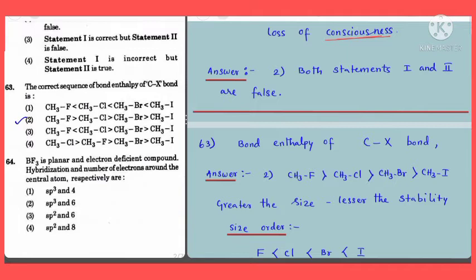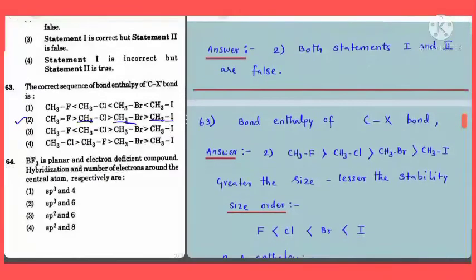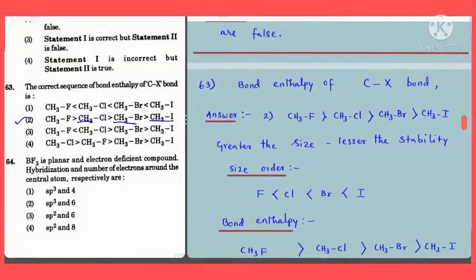So the bond enthalpy of the C-F bond is comparatively high. Then next to that CH3Cl, then after that CH3Br, then CH3I. These are halogens. Going down the group, the size of the halogen is increasing, isn't it? The greater the size of the halogen, the lesser the stability. Lesser the stability means lesser the bond enthalpy.